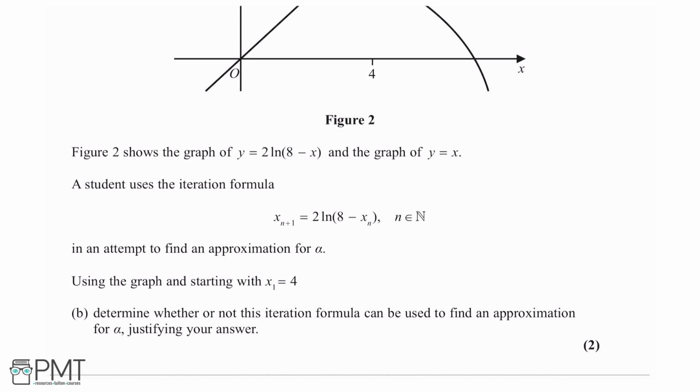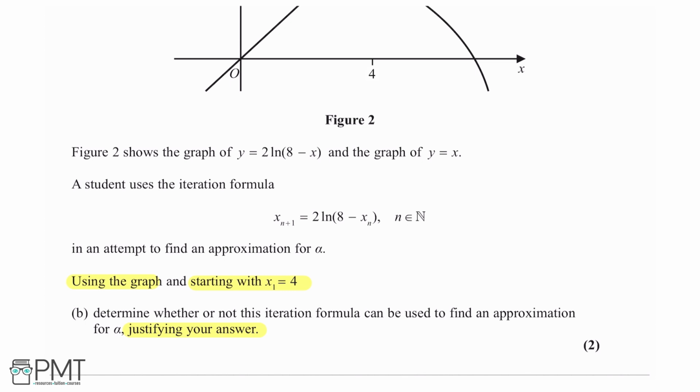We are told we need to use the graph provided, and we're also told that the first x value is 4. Now we need to determine whether or not the iteration formula can be used to find an approximation for alpha, and we need to justify our answer.